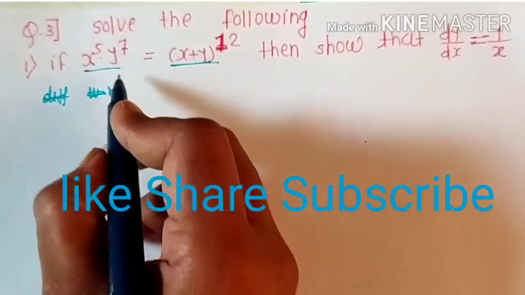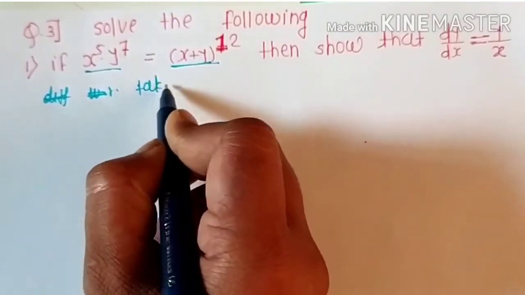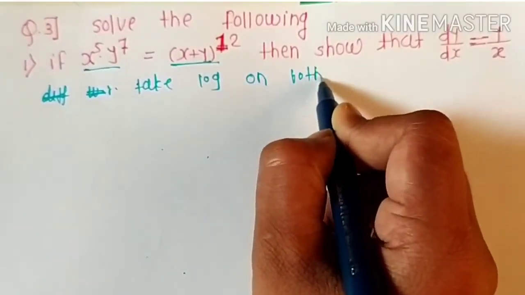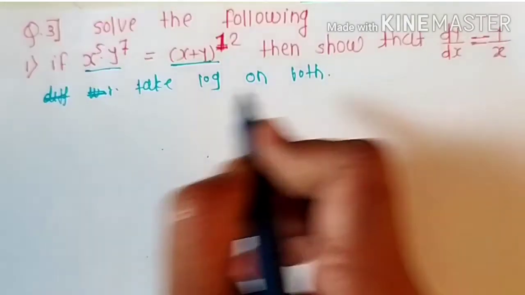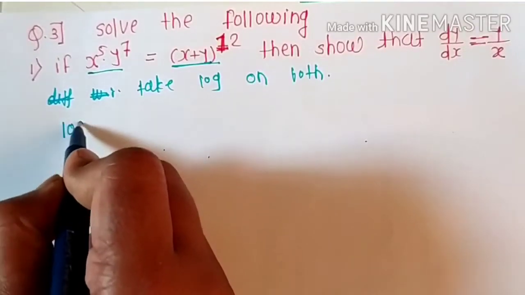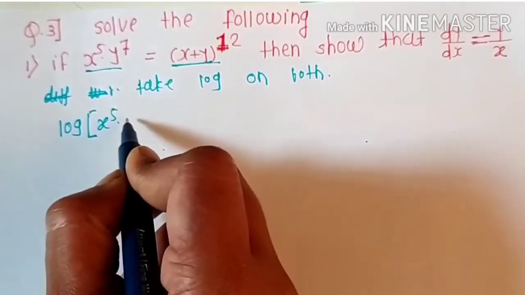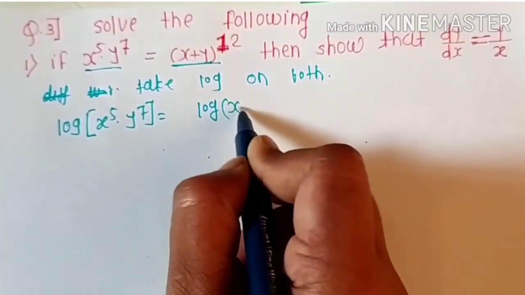To simplify this term we use the result of logarithm, that is, take log on both sides. First we take log on both sides in order to simplify this term first, and then we can differentiate easily. Then taking log on both sides, use the laws of logarithm, that is log of x raised to 5 into y raised to 7 is equal to log of x plus y raised to power 12.